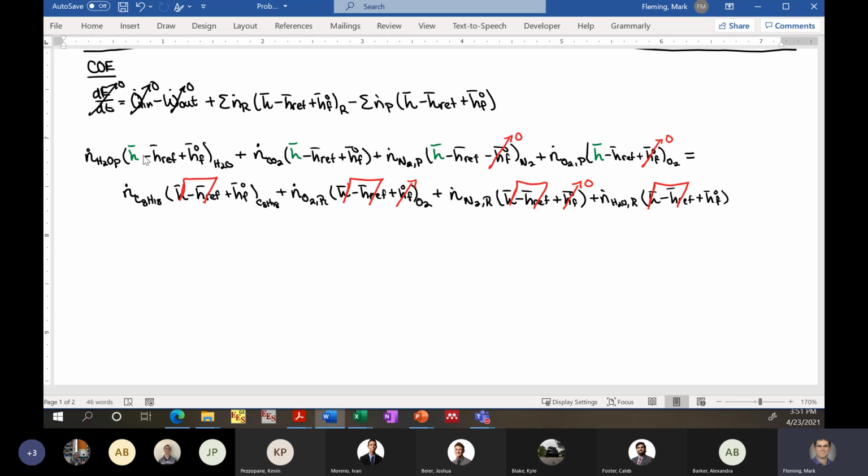Okay, so that is what we'll pick up on Monday. We'll finish up this problem. We'll kind of wrap up combustion on that. Otherwise, that is the end of lecture today.